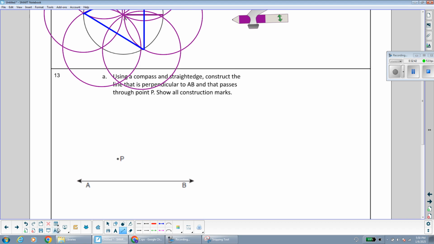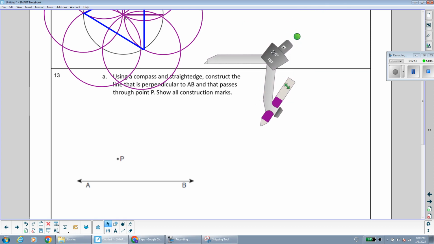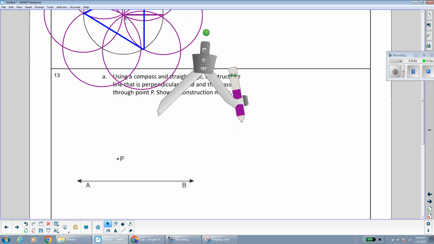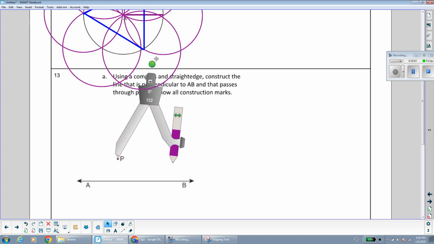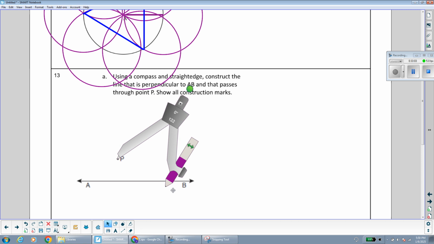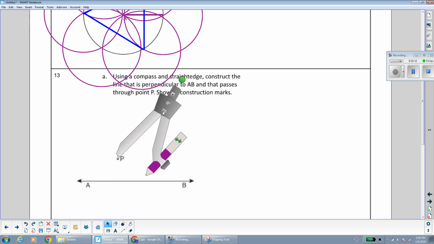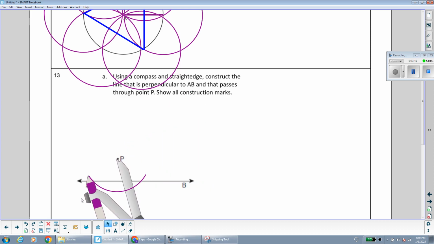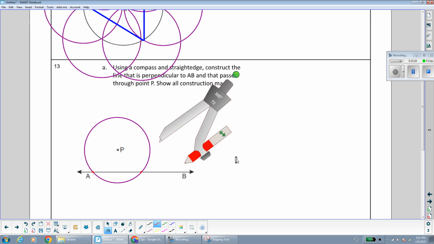For the next one, we are making a line that is perpendicular to AB. That's part 1, and then we're going to add on to it and make a parallel line. So let's start with the perpendicular line first. I'm going to put my compass on point P and make a circle. Be a little smaller. I just want to make a circle that intersects the line in 2 spots. It doesn't matter the distance that you use. We just want to intersect it in 2 spots.